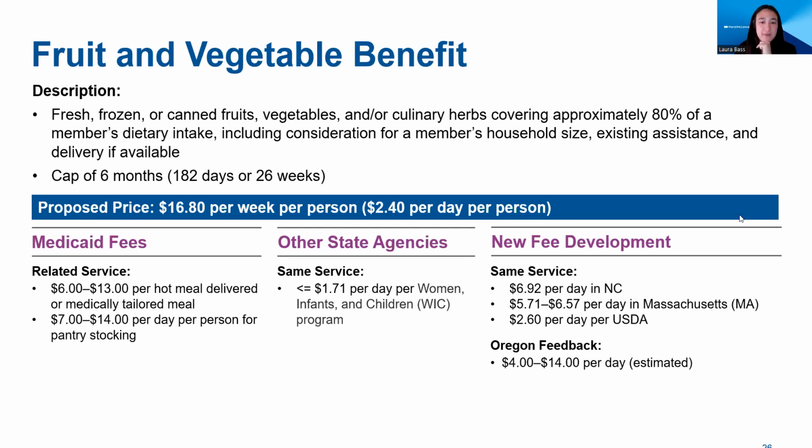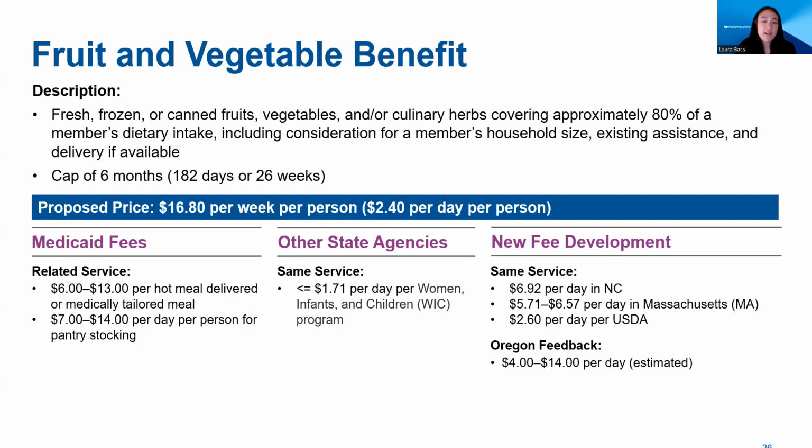Fruit and vegetable benefit. All right. So the fruit and vegetable benefit provides fresh, frozen, or canned fruits, vegetables, and/or culinary herbs to cover approximately 80% of a member's dietary intake. This also includes consideration for a member's household size, existing assistance, and delivery if available.